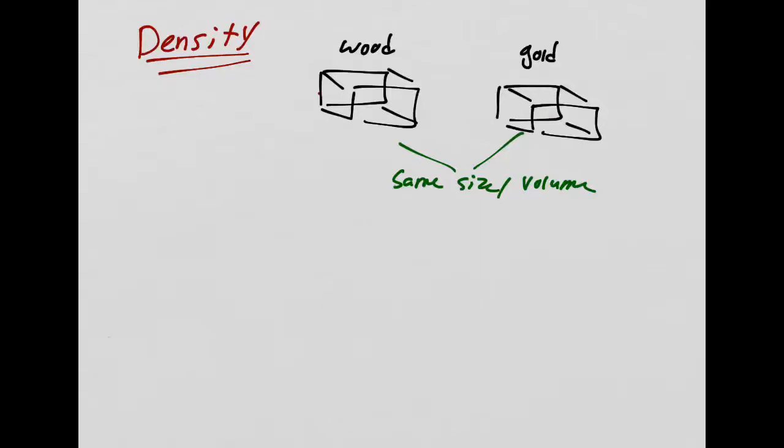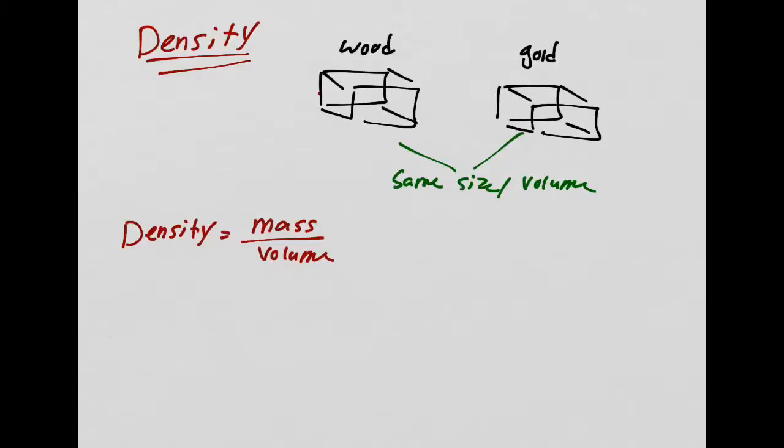Even though these two have exactly the same volume, the same size, this one is going to be heavier because it is denser, because you can put in more gold in a given volume. So here's what I need you to remember. Density equals, technically our first equation in the class, mass over volume. Density is mass over volume.